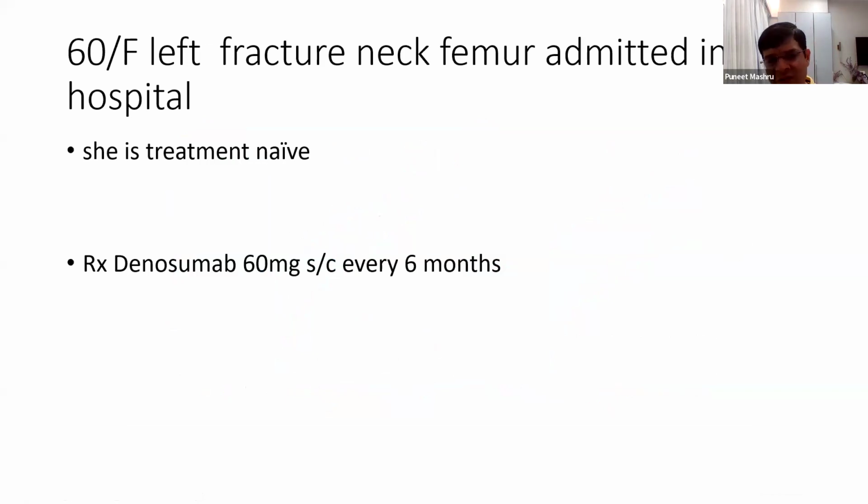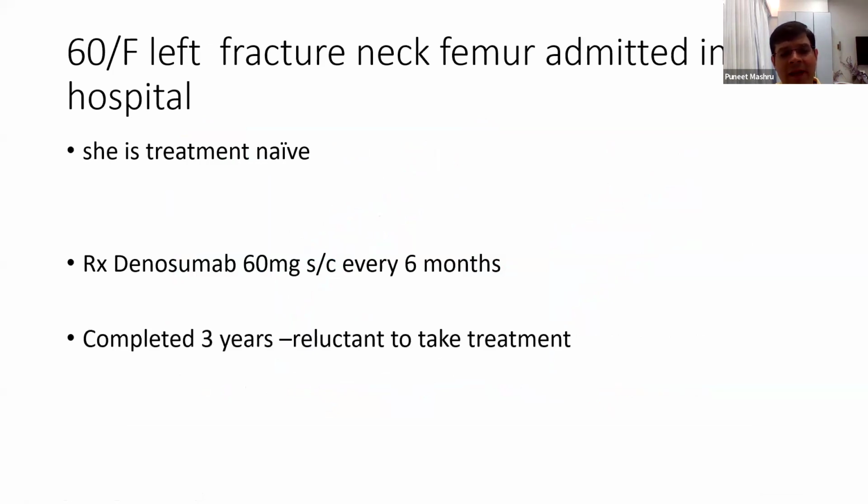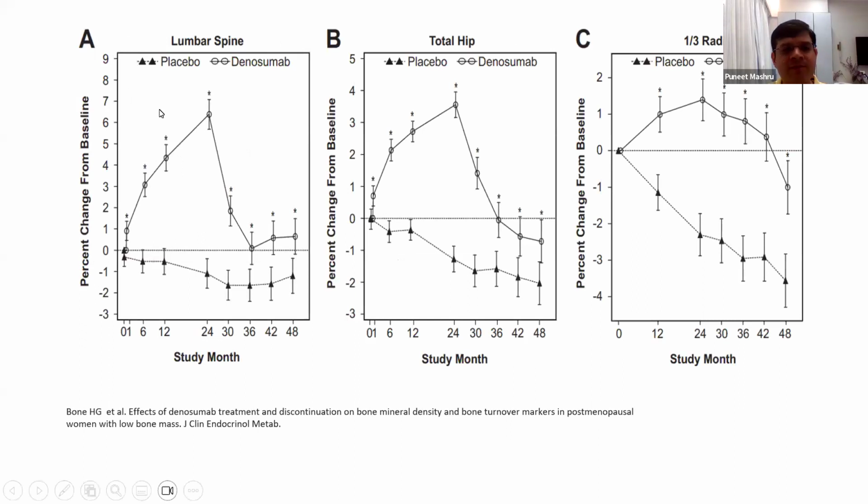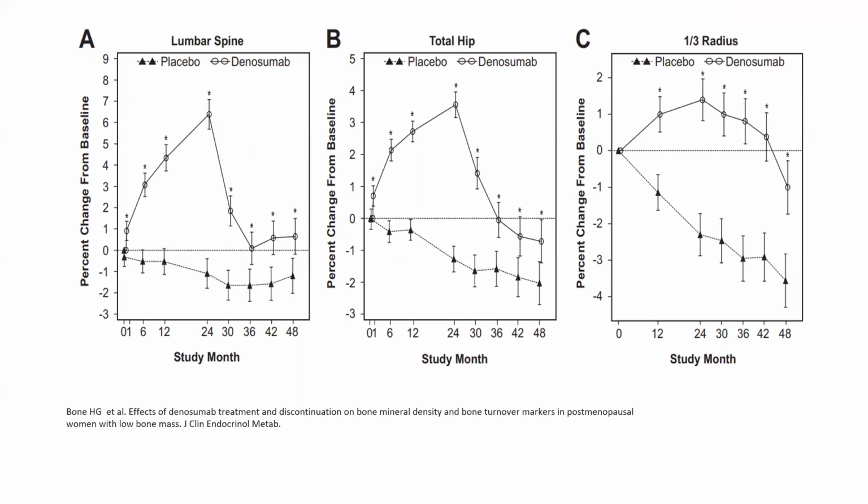So this patient chose denosumab injections every 6 months. We give 60 milligrams every 6 months. And she completed 3 years, and she was reluctant to take any more treatment. So can we stop this treatment abruptly? There are studies where, for example, after 2 years you stop the treatment, there will be a dramatic fall in your BMD values, and at 1 year it will come down to baseline. This dramatic decrease in BMD will predispose somebody to an increased risk of fractures called rebound fractures.